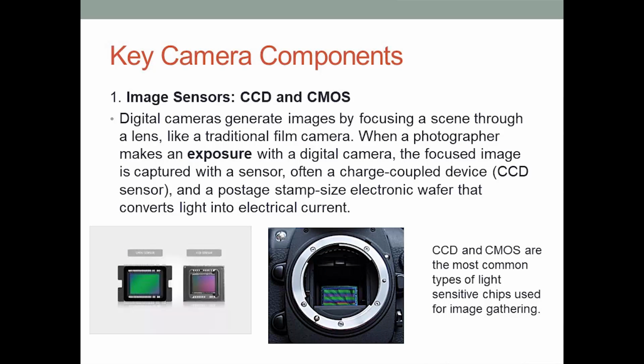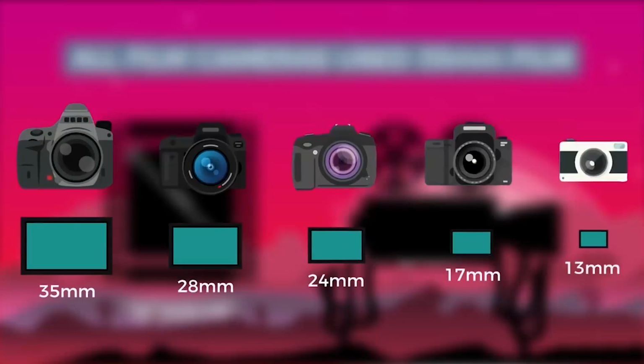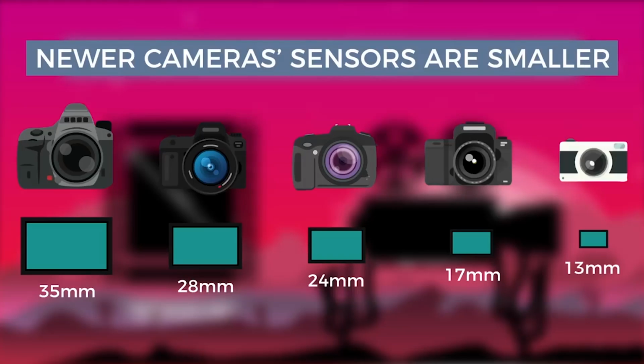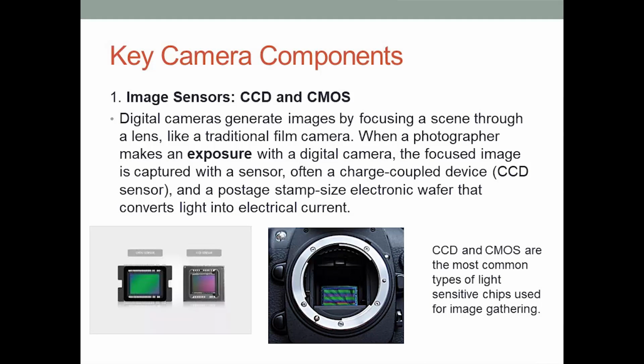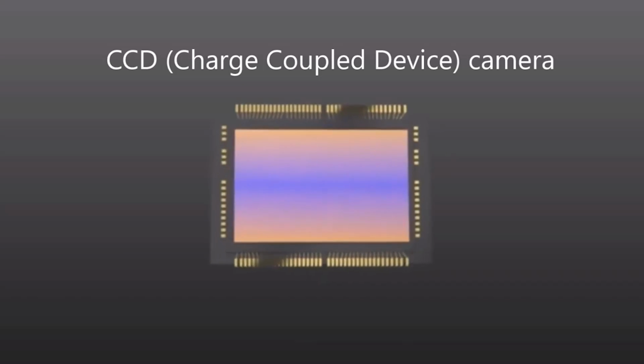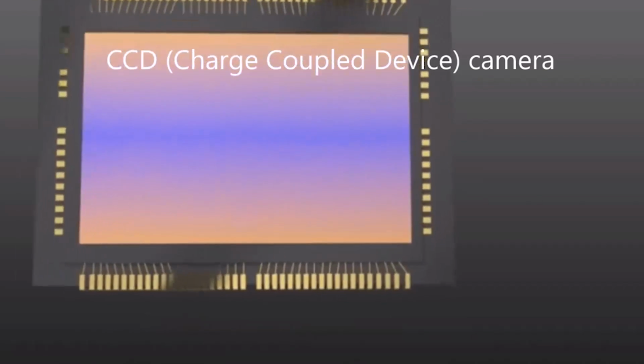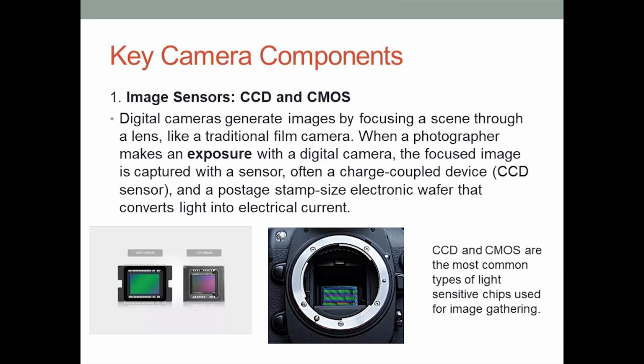Let's look at the key camera components. There's an image sensor, the CCD and the CMOS. Digital cameras generate images by focusing a scene through a lens, like a traditional film camera. When the photographer makes an exposure with a digital camera, the focused image is captured with a sensor, often a charge-coupled device or a CCD sensor, a postage stamp size electronic wafer that converts light into electrical current.